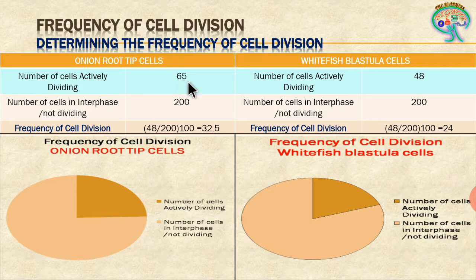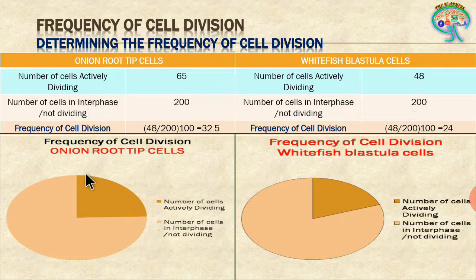of your microscope slide. So here you are going to do the frequency calculation, that is actively dividing cells divided by the total number times 100. So we got 32.5% frequency in the onion root tip cells. Here again, 48 divided by 200 times 100 is equal to 24% frequency of dividing cells.